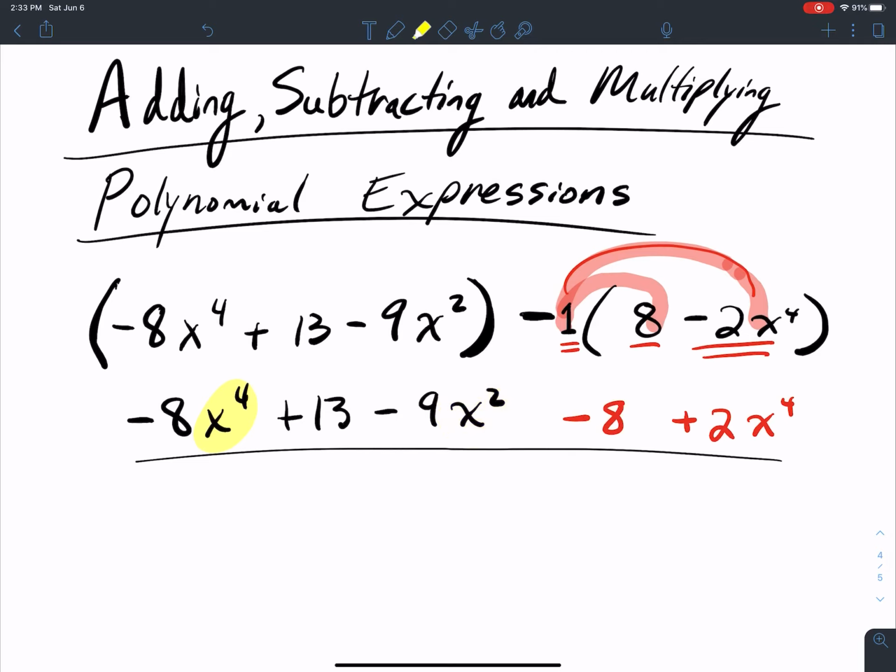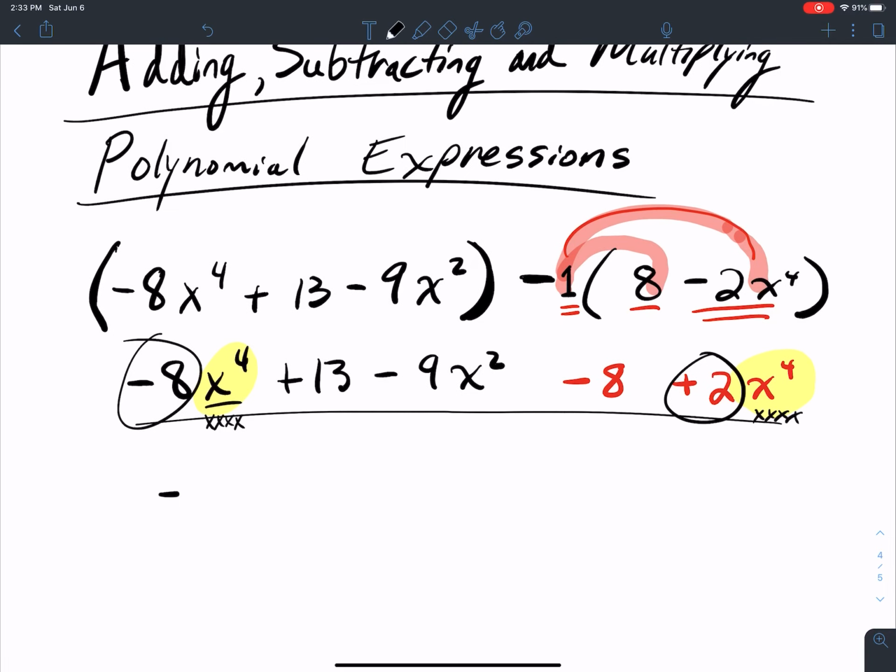No x's here, but lo and behold, there's a term, there's 2x to the fourth here. So your DNA matches, it's x, x, x, x, and then over here your DNA is the same, x, x, x, x. So I have negative 8 here and positive 2 here. So negative 8 and positive 2 make negative 6. And then how many total? Negative 6x to the fourth. Okay? So I'm combining those together. I'm combining the negative 8x to the fourth plus 2x to the fourth, and I get negative 6 total. All right?